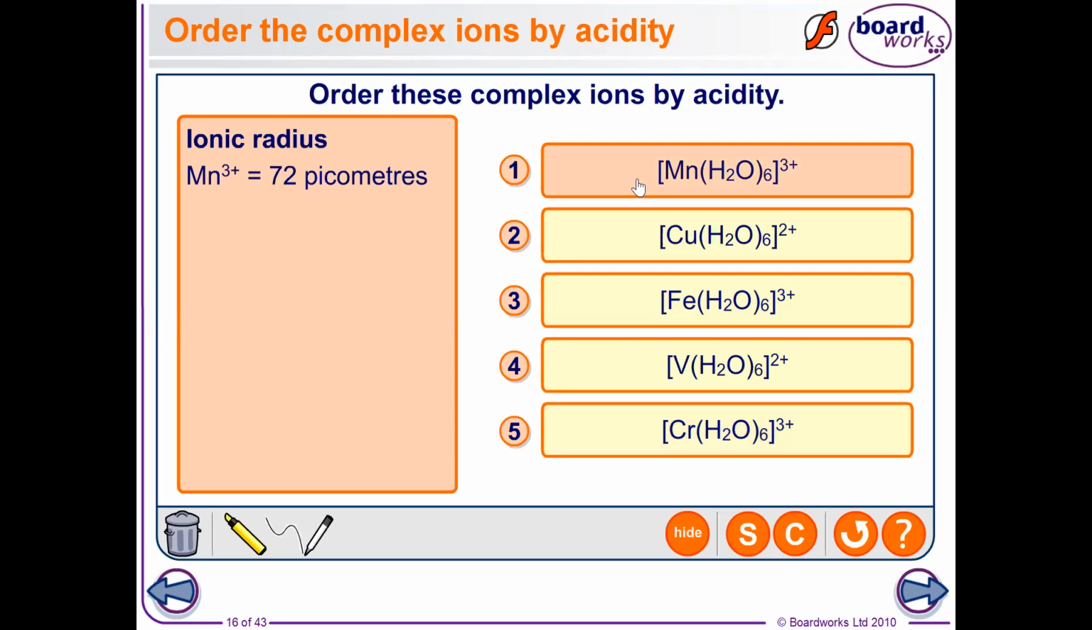So again, manganese 3 plus has 72 picometers. Copper 2 plus has 87 picometers. Ferric ion has 69 picometers. Vanadium 2 plus has 93 picometers. And chromium 3 plus has 75.5 picometers. Now order these complex ions by acidity. Number 1 should be the highest, and number 5 should be the least acidic.